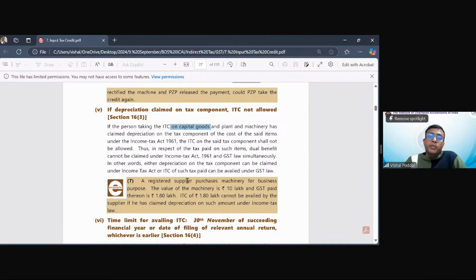Now, if I am claiming depreciation, that is a tax benefit from the income tax perspective because that will reduce my income and the tax. So the GST law says if you are paying GST on capital goods and also taking it in the cost of capital goods for claiming depreciation, you will not get ITC of that GST paid. But if you have not capitalized that amount, then you get the ITC. So the point is logical. If you want to get the ITC of capital goods, do not capitalize it.